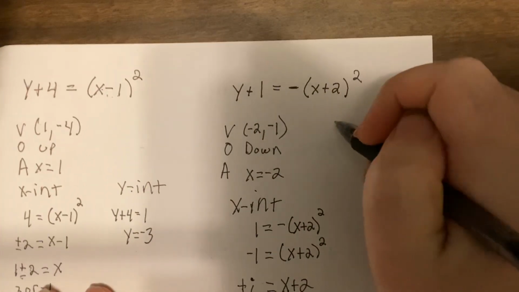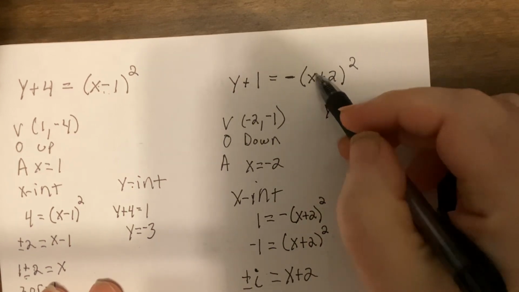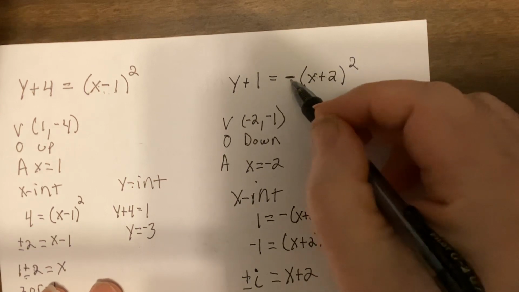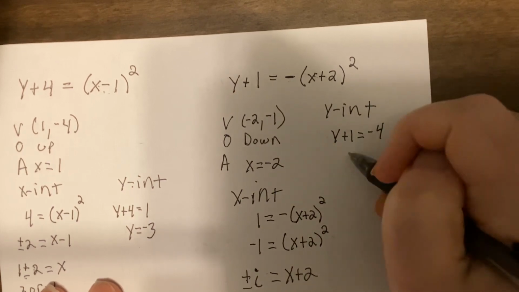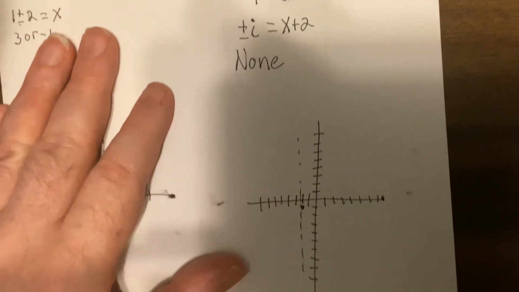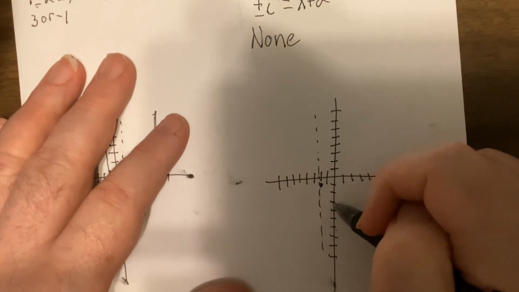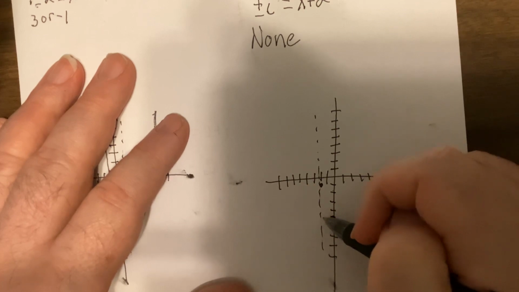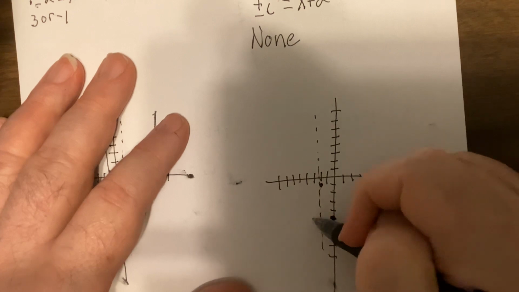So let's find our y-intercept. Put 0 in for x. 0 plus 2 is 2. Squared is 4. Take the opposite. So I'd have y plus 1 equals -4. So y equals -5. So I'm going to put a dot at -5 on the y-axis. Uno, dos, tres, cuatro, cinco. If there's a value 2 units to the right, there has to be a value 2 units to the left.